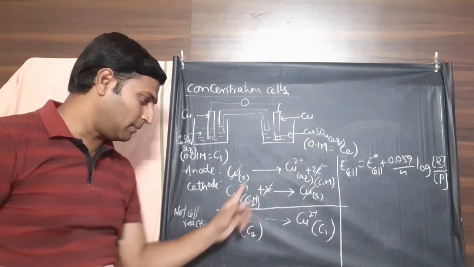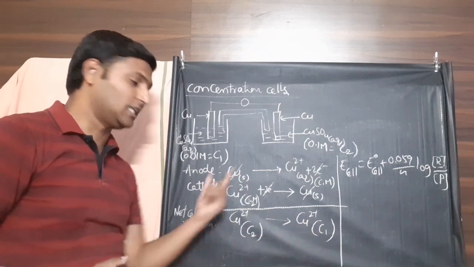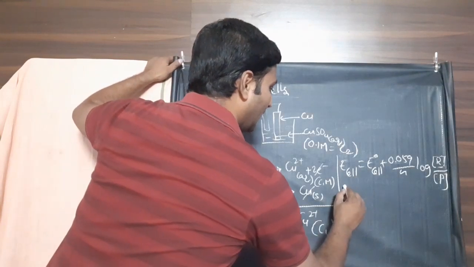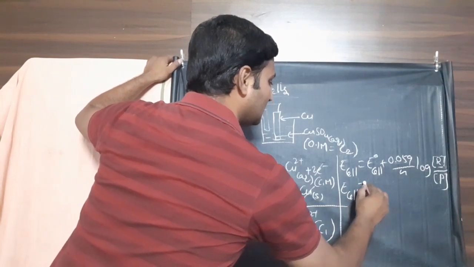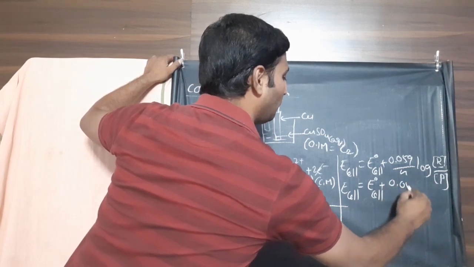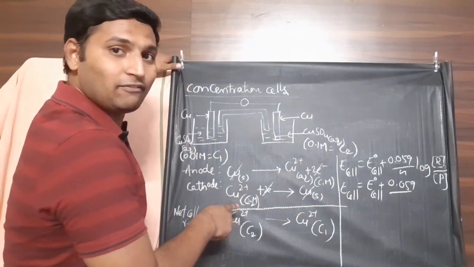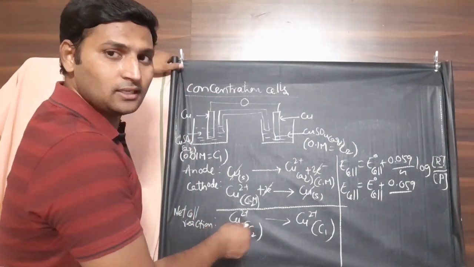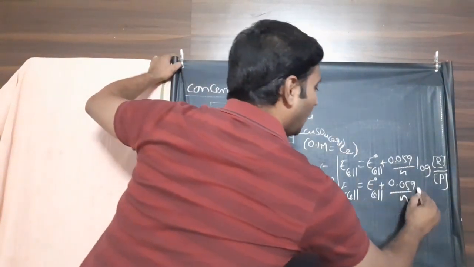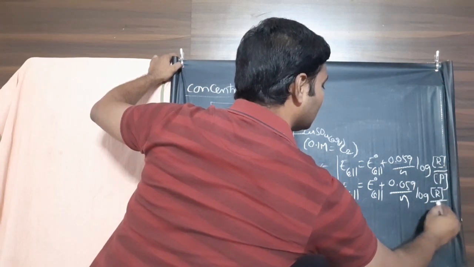Copper ions with C2 concentration becoming copper ions with C1 concentration is the net cell reaction. Right? That's why I can write E cell is equal to E naught cell plus 0.059 by n, of course, in this example we have got 2 electrons, but I am generally taking n because I am trying to give you a general equation, log of concentration of reactants by concentration of products.